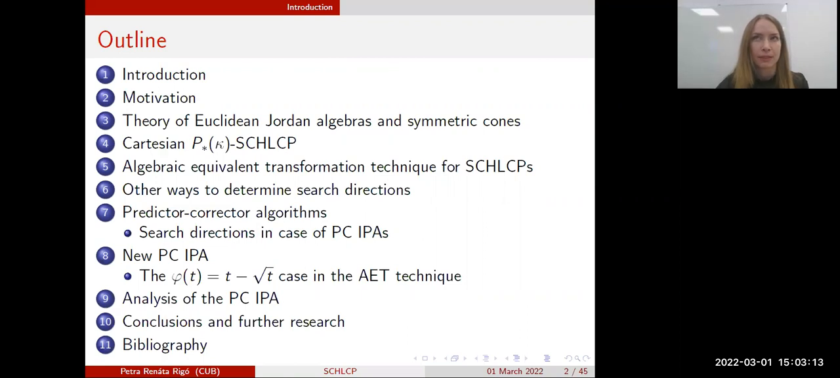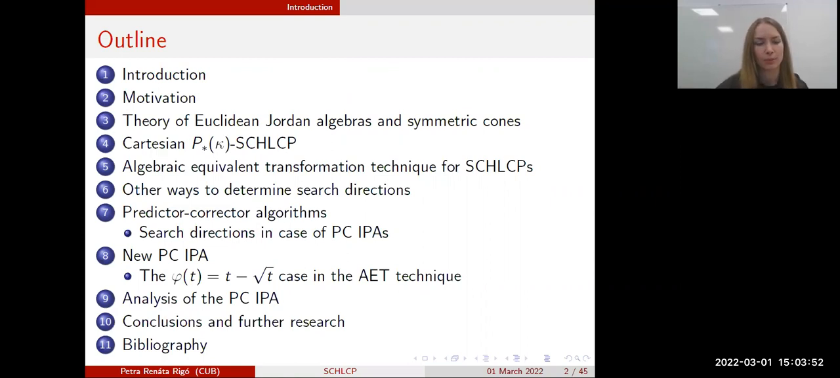And after that, I will present the so-called algebraic equivalent transformation technique, which is a method for determining search directions in case of interior point algorithms. This was introduced by Zsolt Darvai, and I will show its extension to this more general framework. Of course, I will try to also present other ways to determine search directions and to present their connections to each other. And in the second part of the presentation, I will present the algorithm.